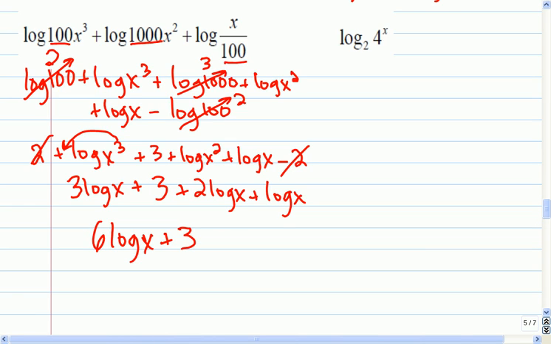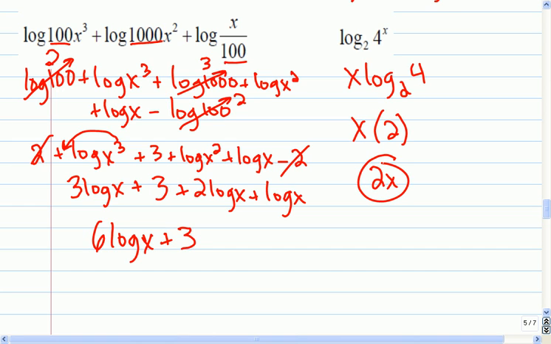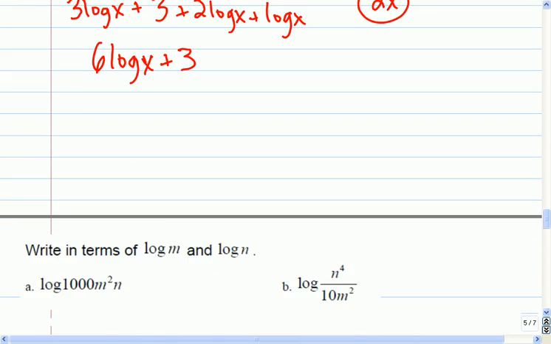Okay, the next one is a little simpler. We can move the exponent to the front, and I'll have x log base 2 of 4. So that's x times 2. So it would be just 2x. So I'll let you try a couple others again.